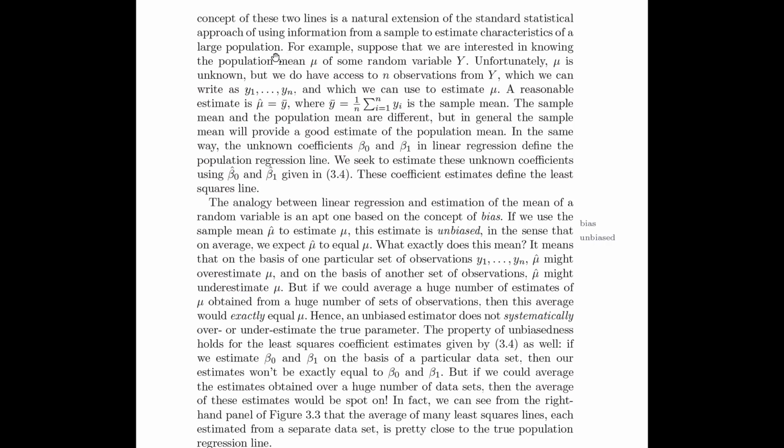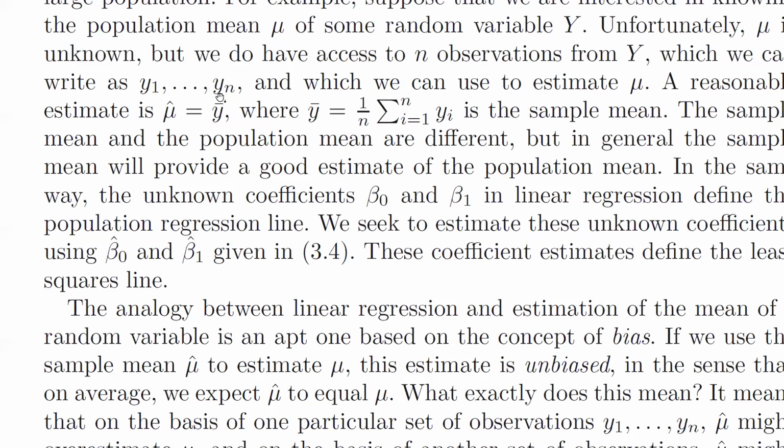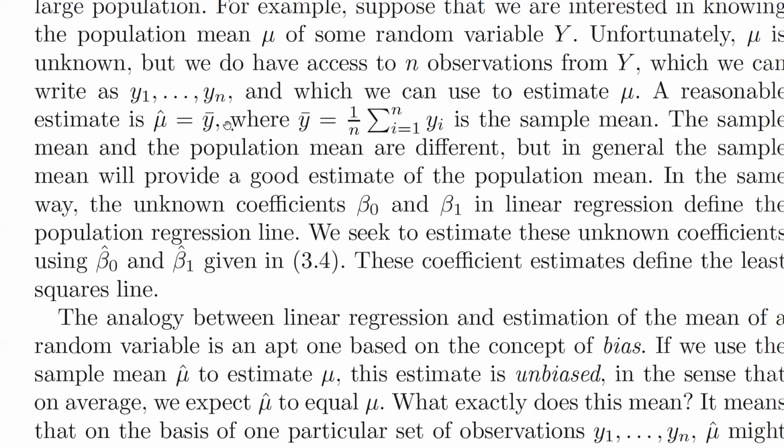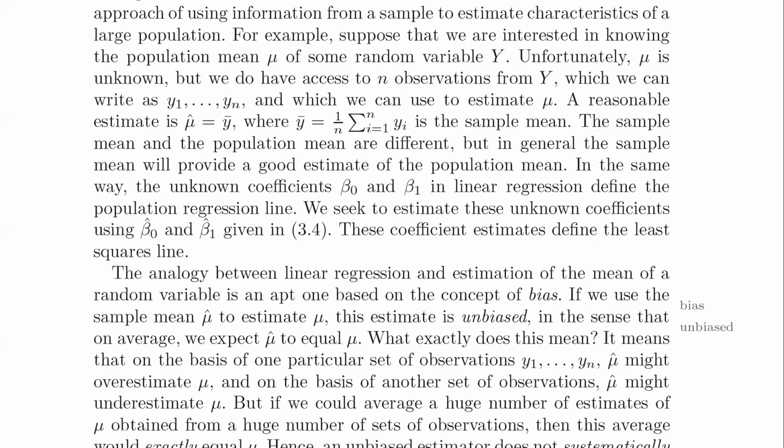Going back to the book, for example, suppose that we are interested in knowing the population mean. Mean means just average, and this is standard notation, mu, the Greek letter M, for mean, of some random variable y. Unfortunately, mu is unknown, but we do have access to n observations from y, which we can write as y1 until yn. Notice we're not mentioning x's. We're not talking about a relationship over here.